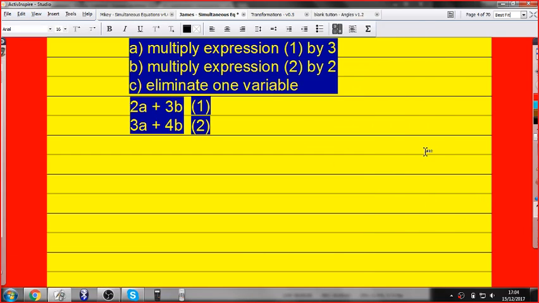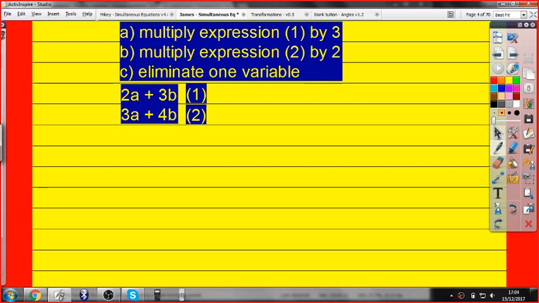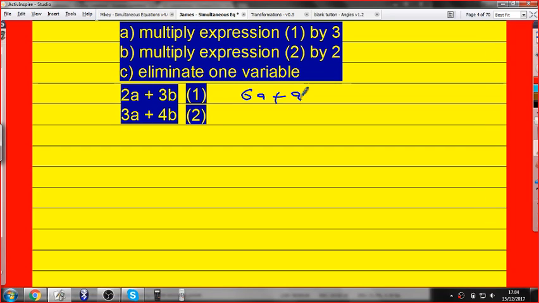Okay, part A, try this. If you're multiplying it by 3, then it's 6a add 9b. And then multiply expression 2 by 2: 6a add 4, add 8b. And then part C, eliminate one variable.